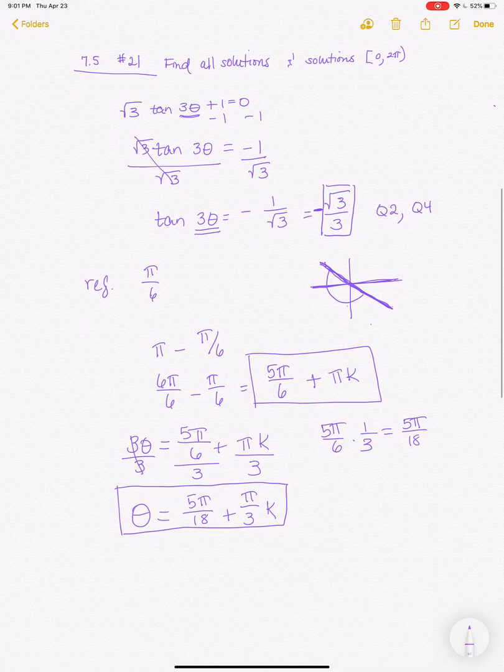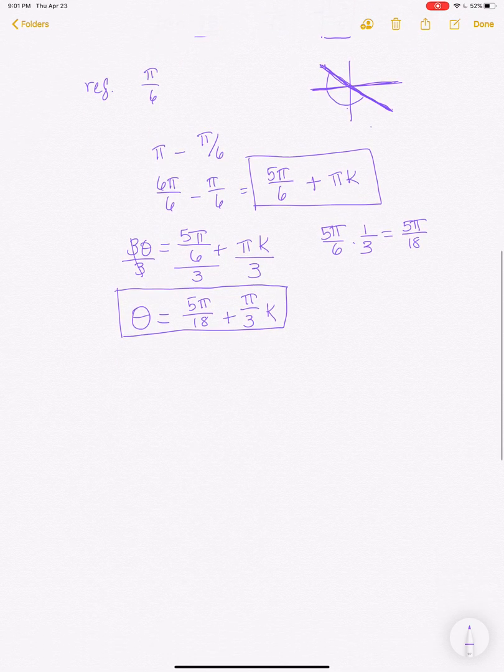All right, and I'm going to kind of switch modes here. If you're working in WebAssign and it asks for all solutions, like I said earlier in another video, if you're using the integer k to represent your integers, you're always going to use radians. It's only going to take radians as your solutions. But if it asks for specific solutions, you can use degrees. Just make sure that you use the degree symbol when you input your answer.